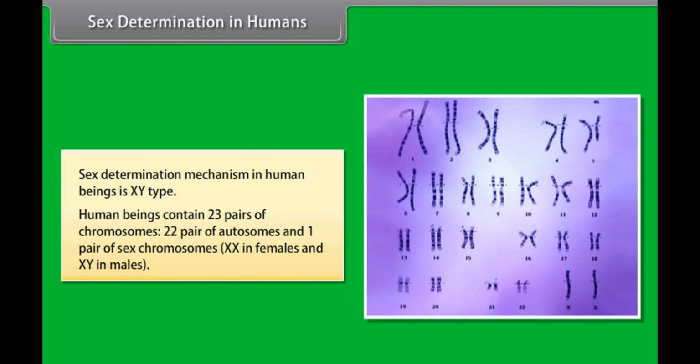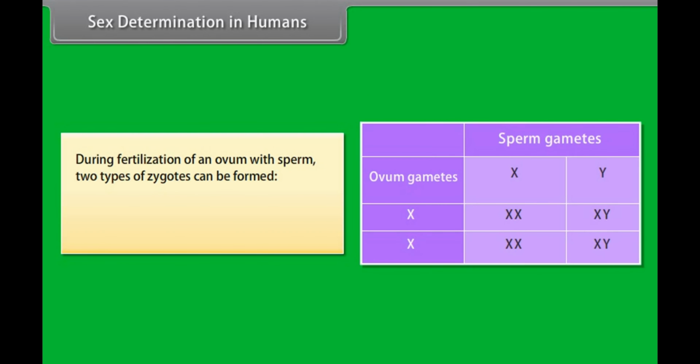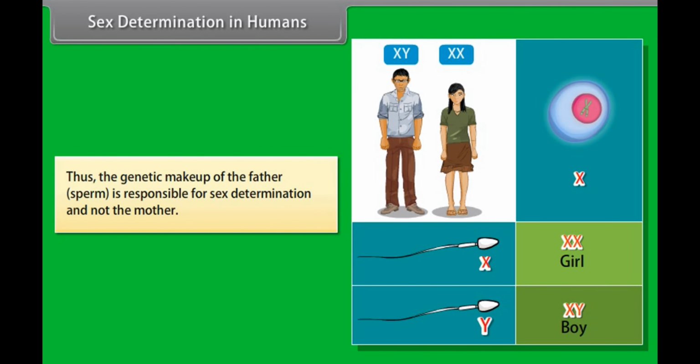Human beings contain 23 pairs of chromosomes: 22 pairs of autosomes, and one pair of sex chromosomes, XX in females and XY in males. During fertilization of an ovum with sperm, two types of zygotes can be formed. Therefore, there is a 50% chance of birth of a male child XY or a female child XX. Thus, the genetic makeup of the father's sperm is responsible for sex determination and not the mother.